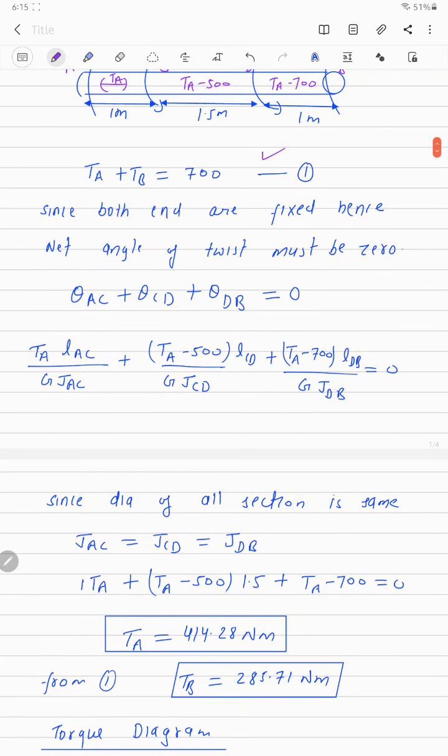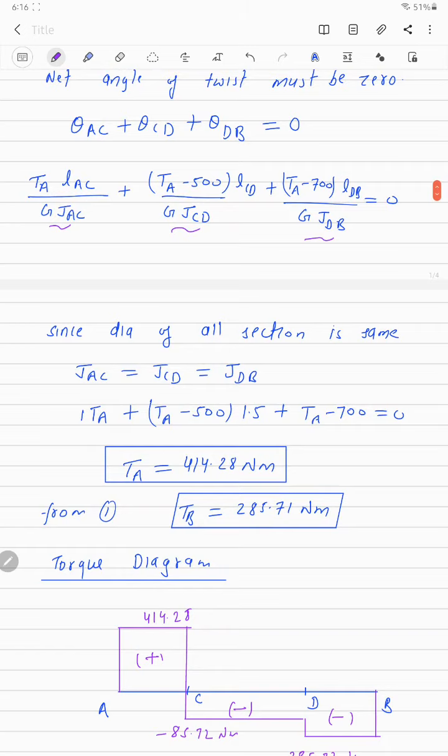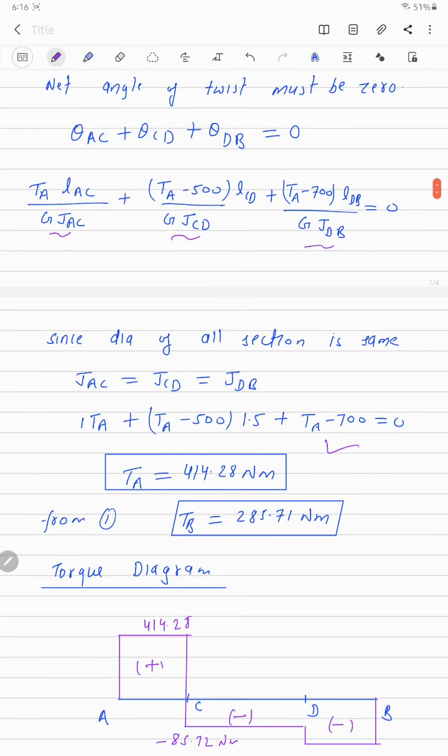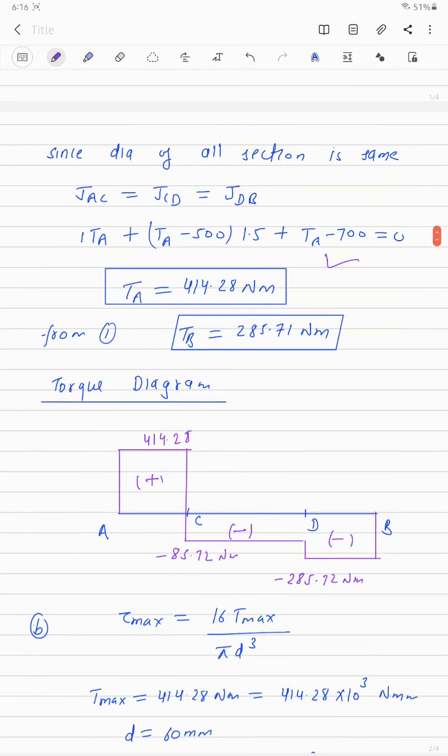So substituting all values for Ta, LAC, G, JAC, and similarly theta CD and theta DB, G and J will cancel out. This will be 0 because it is the same for all. Substituting the values of length, we get the value of Ta. From equation 1 we can get Tb. So we have found the reactions Ta and Tb. The torque diagram we can easily draw.